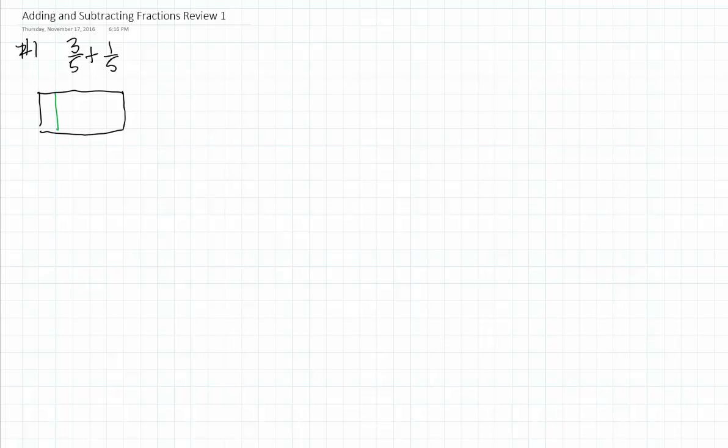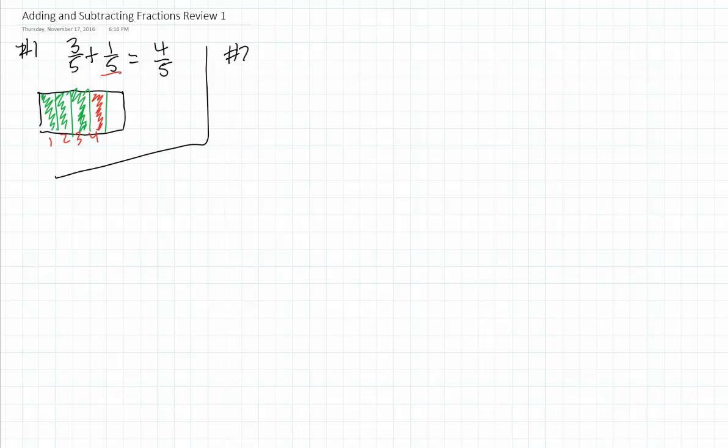So 3/5 is going to be this much. 1, 2, 3, and it's broken in fifths. So this is 1/5, 2/5, 3/5, and so that's the original 3/5, and then there's 1/5 more, so there's that one. So all together we're going to have 1, 2, 3, and 4. So we have 4/5. So 3/5 plus 1/5 equals 4/5. Okay.